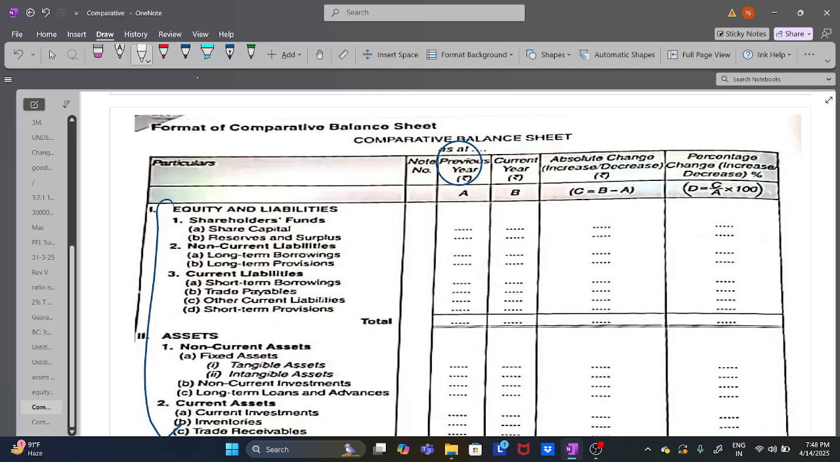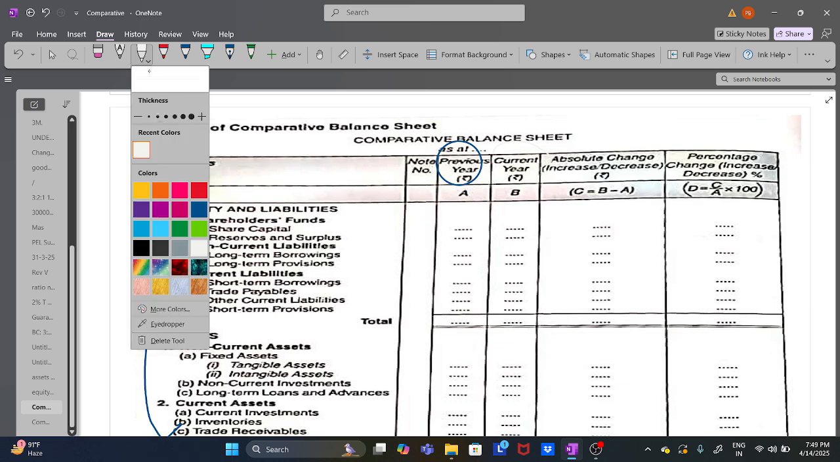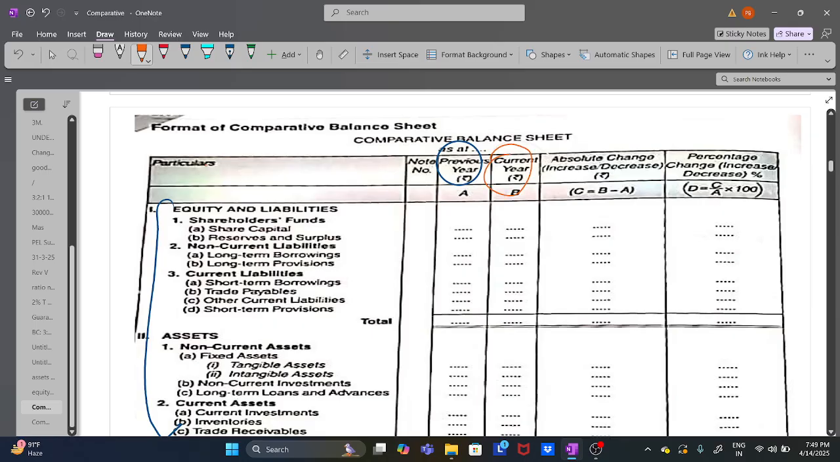You are expected to copy first the previous year, then the current year data, and then you need to find the absolute change. This is A, this is B, C is equal to B minus A. To convert it into percentage terms, we divide this absolute change C by the base year into 100. The whole data we are just putting in this format.